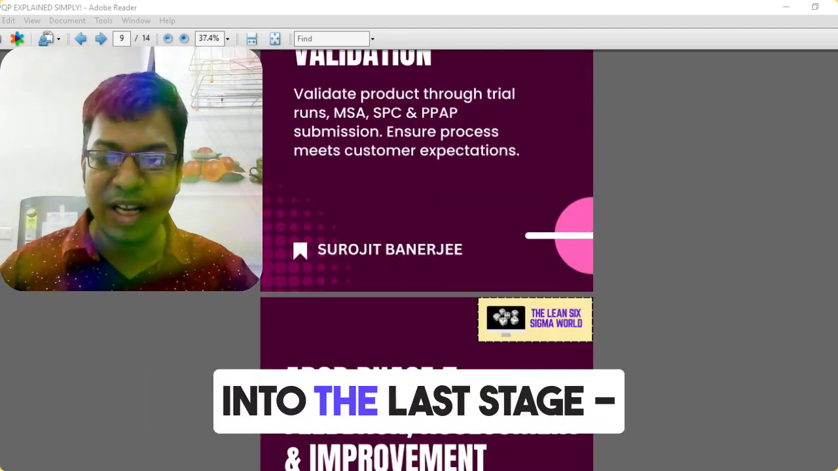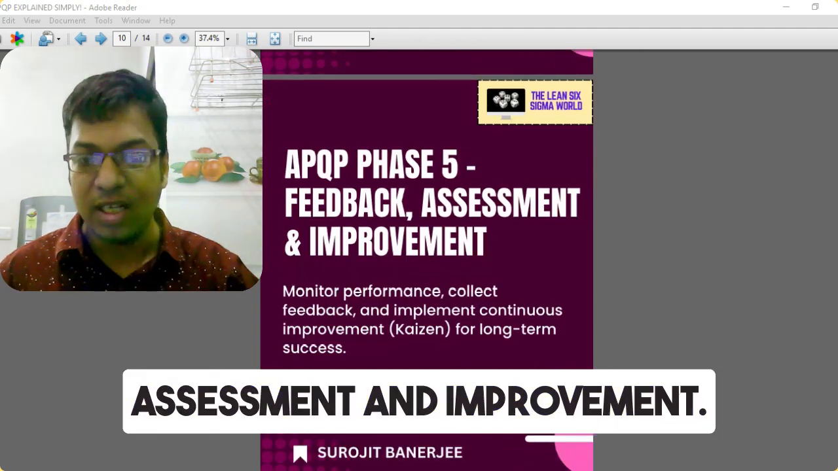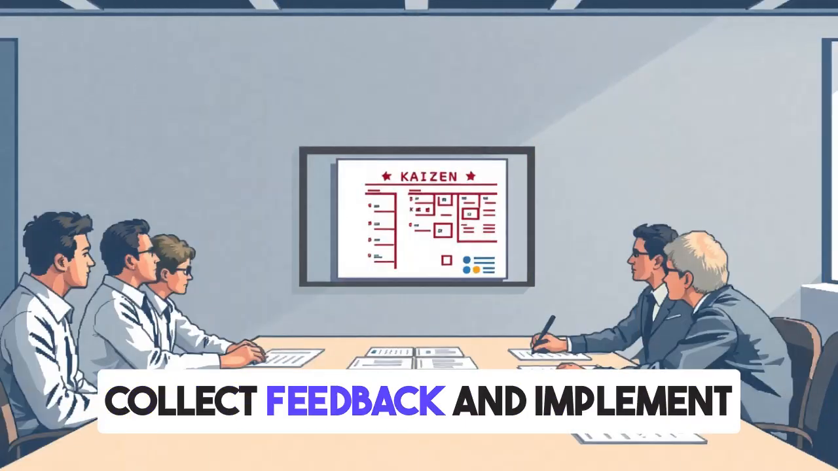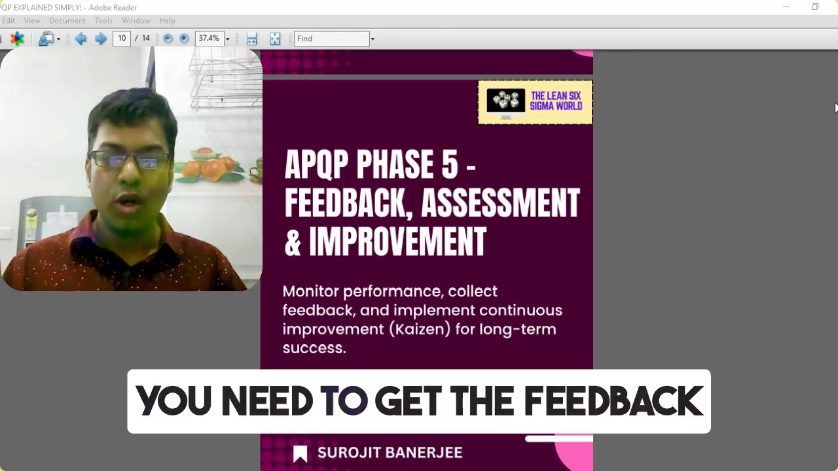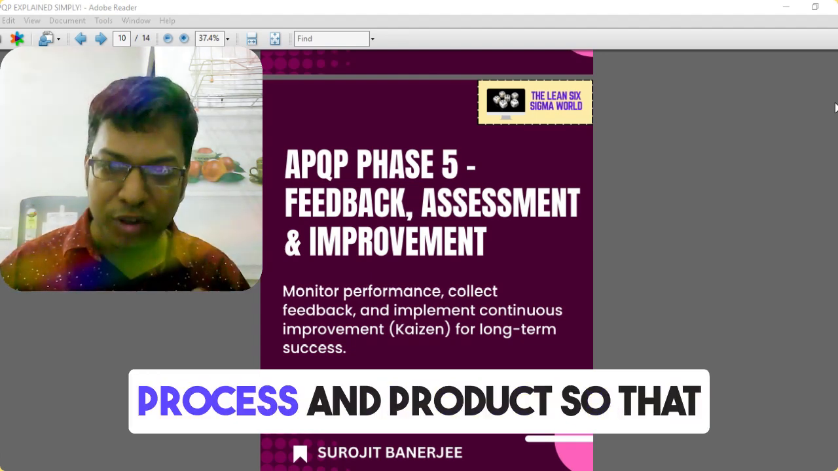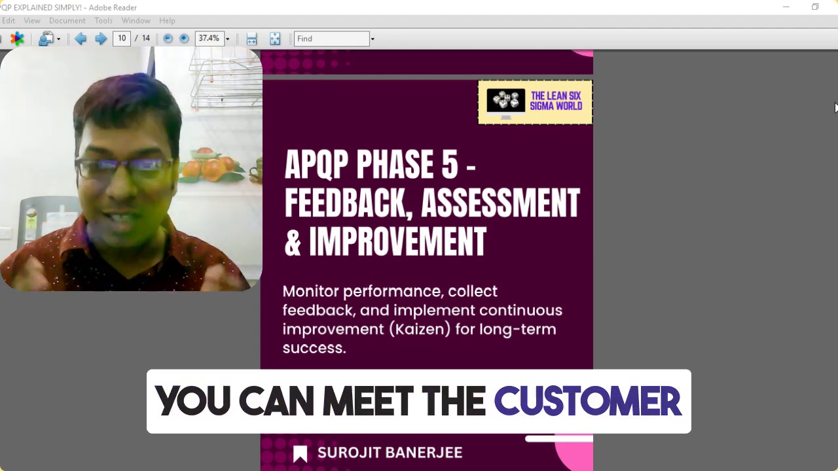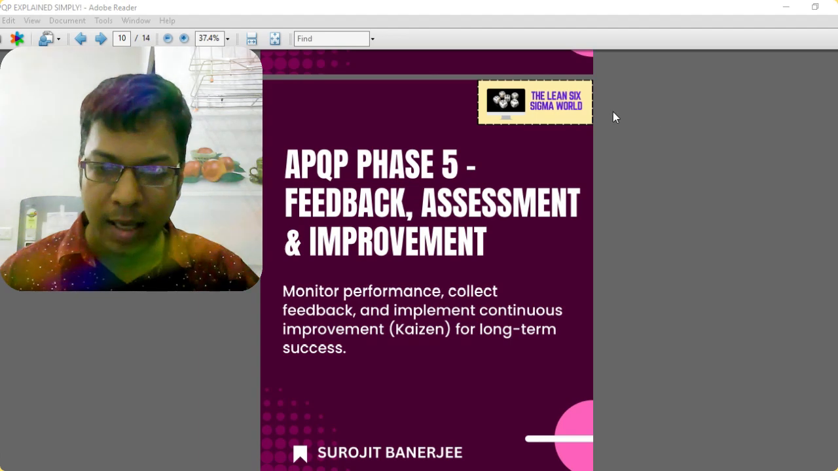Now we are moving into the last stage, that is phase number 5, that is feedback, assessment, and improvement. So monitor performance, collect feedback, and implement continuous improvement through Kaizen for long-term success. You need to get the feedback from the customers, implement continuously, and improve your process and product so that you can meet the customer requirements every time, and it should ensure long-term success.